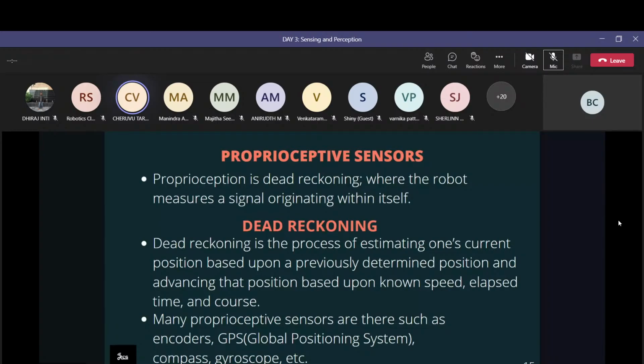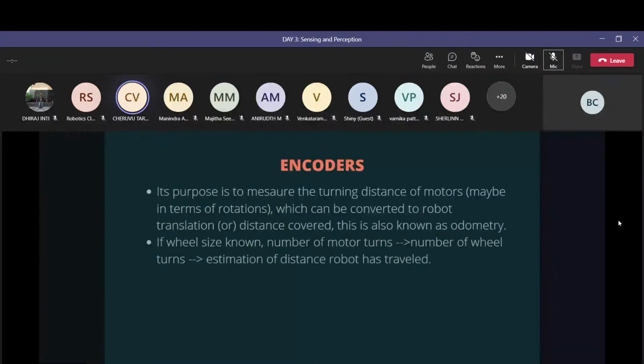Many proprioceptive sensors, such as encoders and GPS, global positioning systems, etc., are all examples, guys. And these proprioceptive sensors work on this dead reckoning concept. So GPS also can be taken as an example of working on this dead reckoning process. And next you have encoders.